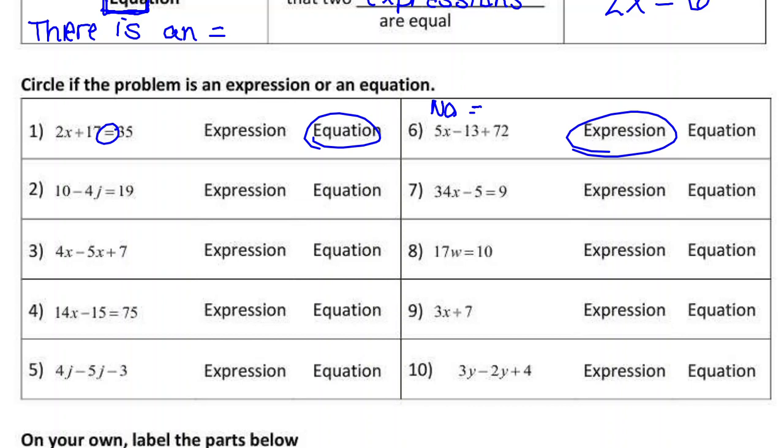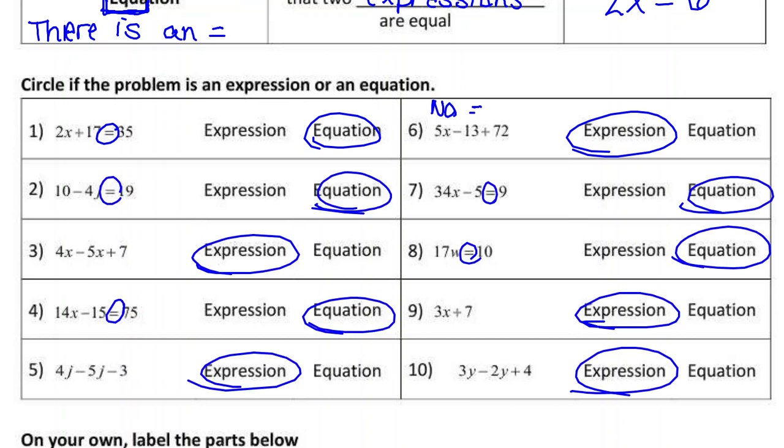So I want you to pause. I want you to do 2 through 5 and then 7 through 10, and then you can unpause to check your work. And here are your answers for those. And you can see in all the ones where I circled they were an equation, I circled that they had an equal sign. So anytime there's an equal sign in a problem, it is an equation. And anytime there is no equal sign, it is an expression.